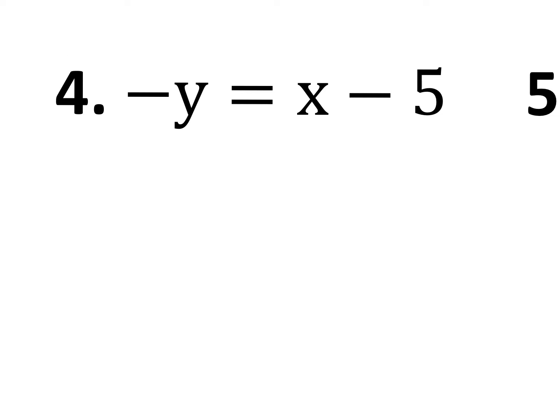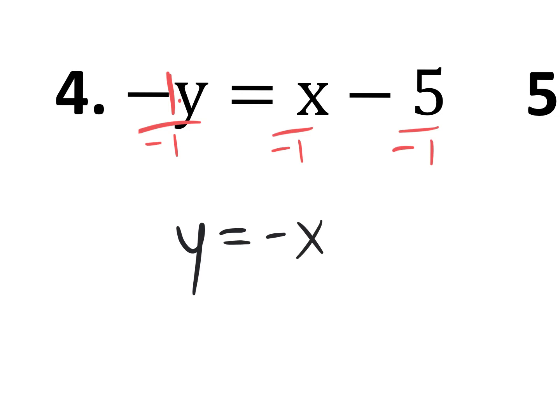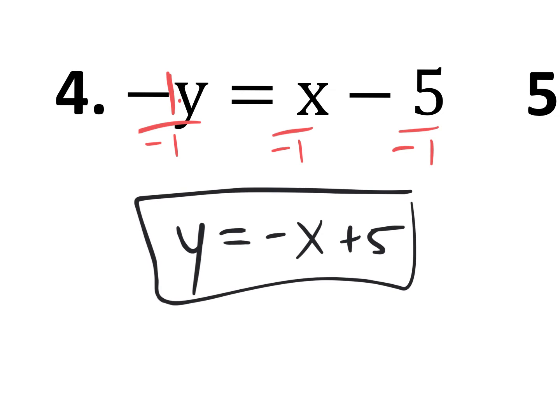Now, a lot of people like to divide because you really have a -1 right here in front of the y. That's really a -1 times y. So you divide by -1, divide by -1, divide by -1. But the bottom line is it's going to just change all the signs. It's going to be the same equation, but instead of a -y, it's going to be a positive y. Instead of a positive x, it's going to be a negative x. Instead of a -5, it's going to be a +5. And there's your function form equation for number 4.